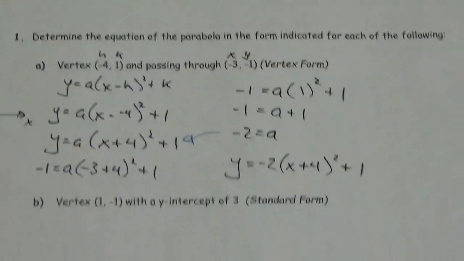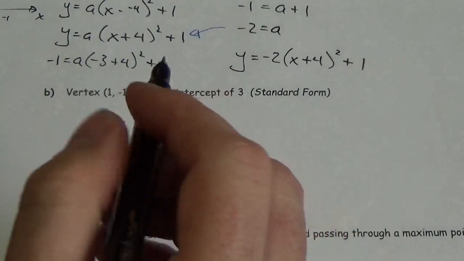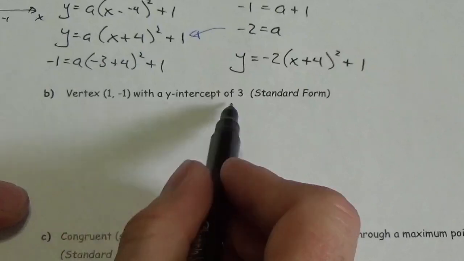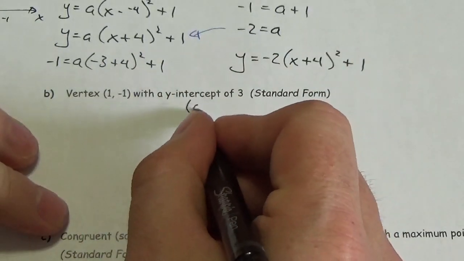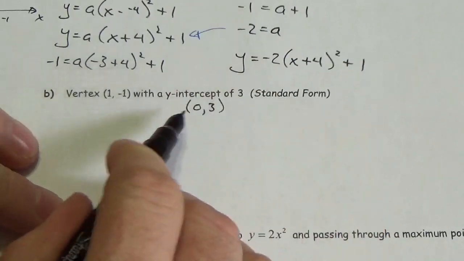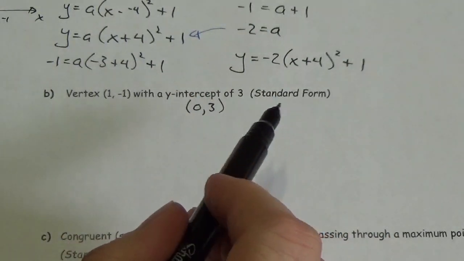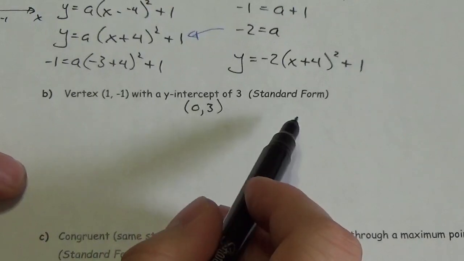Okay, let's do it in this one. I'm giving you the vertex. I'm giving you a y-intercept of 3. Now let's make sure that we know what that is. When I give you the y-intercept of 3, that's this point right here. The x-coordinate is 0, the y value is 3. I want this in standard form.